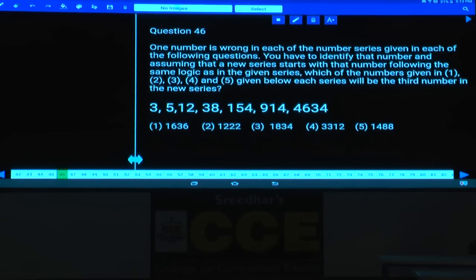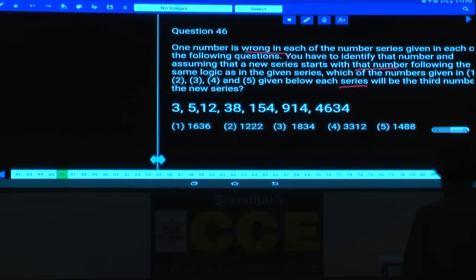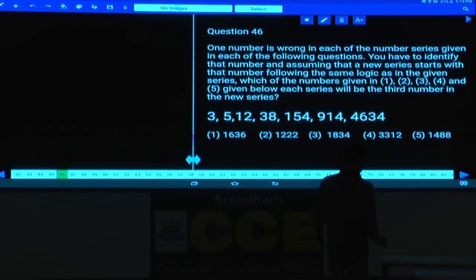3, 5, 12, 38, 154, 9, 14, 4, 6, 3, 4. One number is wrong in each of the given series, and you have to identify that number, and assuming that a new series starts with that number, following the same logic as that of the given series. And which of the numbers in 1, 2, 3, 4 given below each series will be the third number in the new series. Now first we need to identify the wrong number, and starting with the wrong number as the second series, then identify the third number. Okay, this is how you are supposed to work out these questions. Work them out at your home.